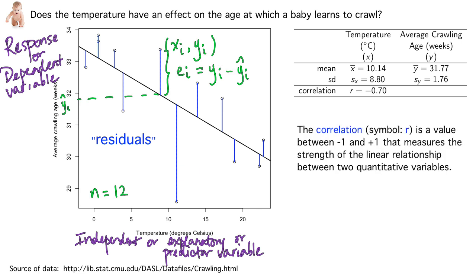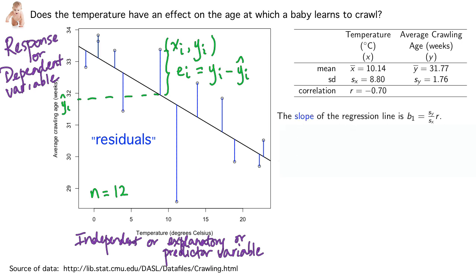Recall, the correlation, often given the symbol r, is a value that's between -1 and +1, and measures the strength of the linear relationship between two quantitative variables. So it should be no surprise that the correlation is also related to the regression line. And indeed, the slope, which describes how y changes with x, is the correlation scaled by the ratio of the standard deviations. The slope can be calculated as the standard deviation of the y values divided by the standard deviation of the x values times the correlation, r.